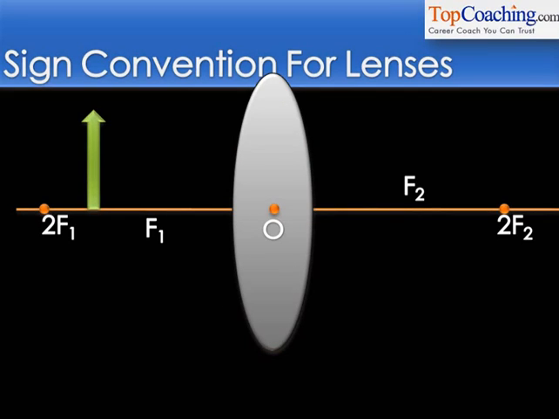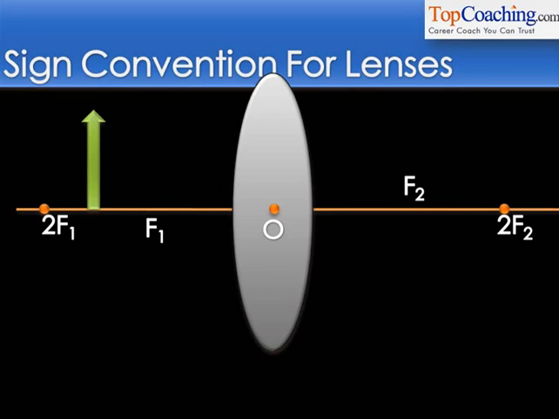So now that we've understood image formation in the case of lenses, let's move ahead and study something called the lens formula. The lens formula allows us to tell the value of the image distance if we know the object distance and the focal length of the lens.